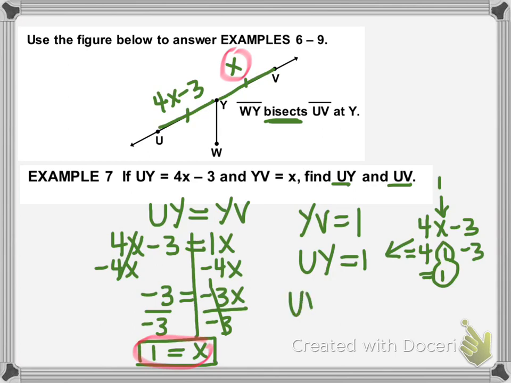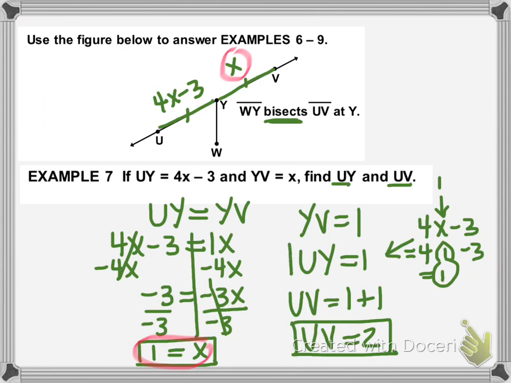UV, remember, is just YV plus UY added together, so basically 1 plus 1, UV equals 2. So UV is 2 and UY is 1.